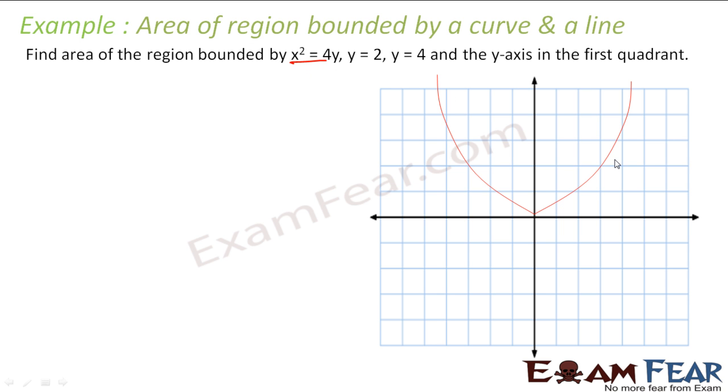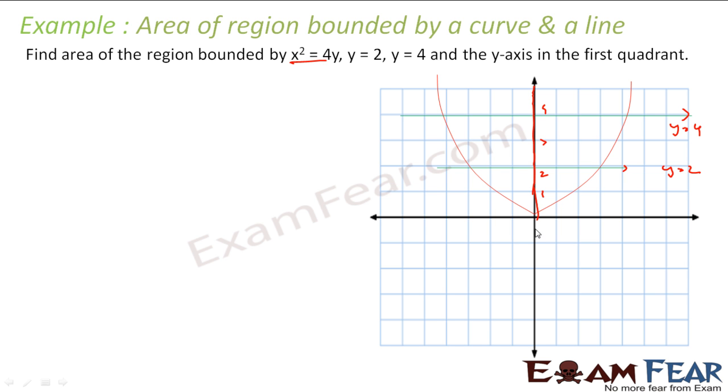Let's suppose I have y is equal to 2, this line, and y is equal to 4. So I have drawn this line because this is, let's suppose, 1, 2, 3, 4. So this line is my y is equal to 4 and this line is nothing but y is equal to 2. I have drawn these two lines. Now the question says this curve and y-axis. Y-axis is this axis.